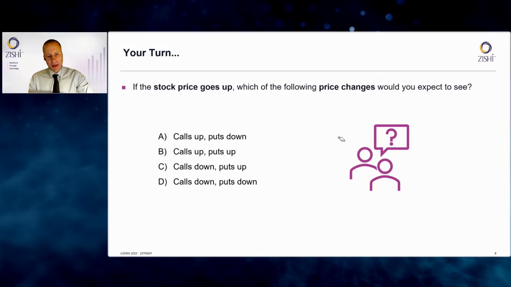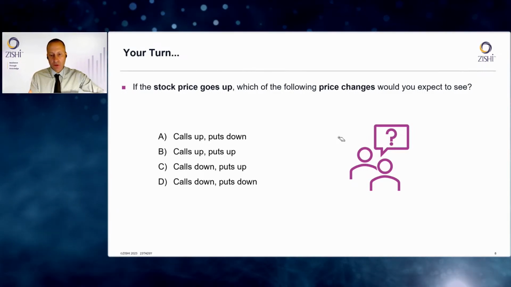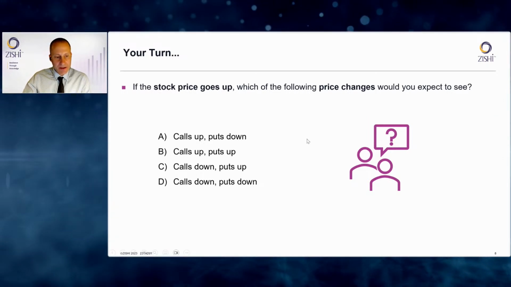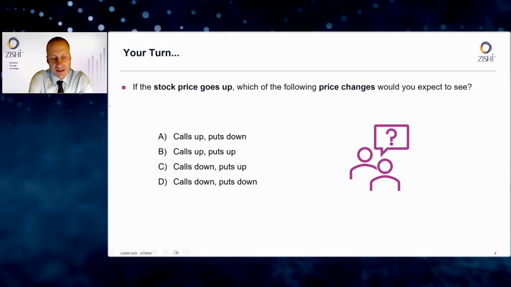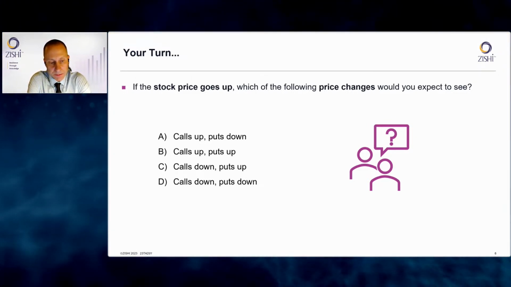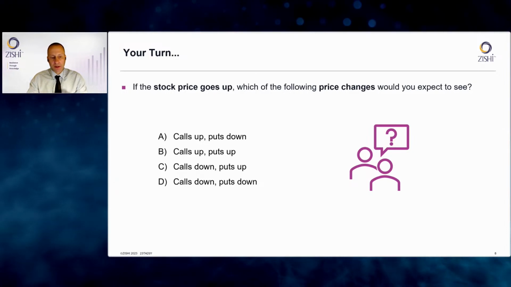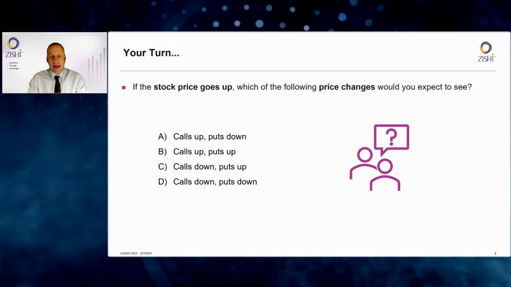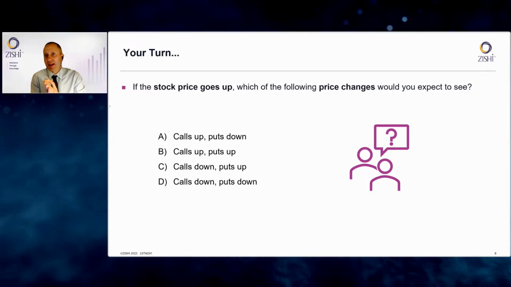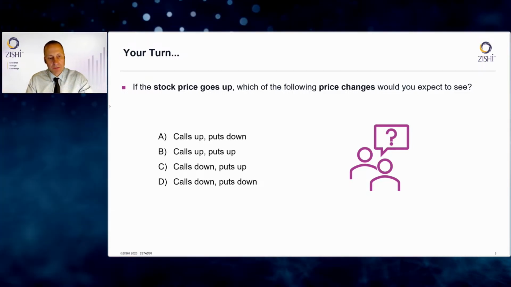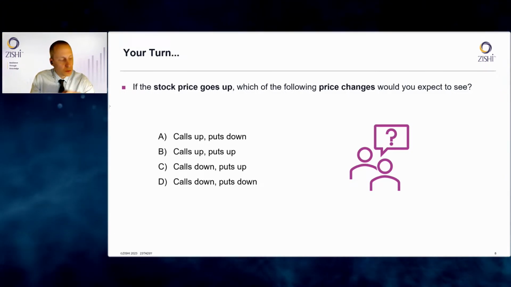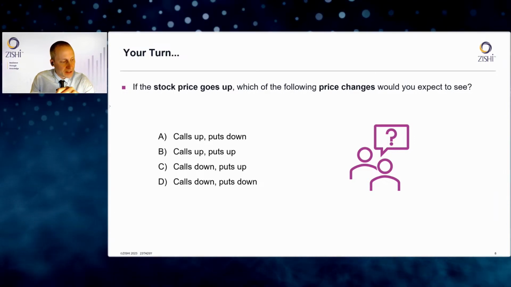Just before we go and talk about volatility in particular, I thought we'd do a quick sense check to make sure that we're all on the same page here. So this is your turn to have a think for 30 seconds about how the movement of the stock might change prices of options. My question is, if the stock price goes up, and let's assume that we're trading at the money puts or calls here, a stock's trading at 100 and we're trading the 100 call or the 100 put, which of the following price changes should we see? Which of those combinations should we see?